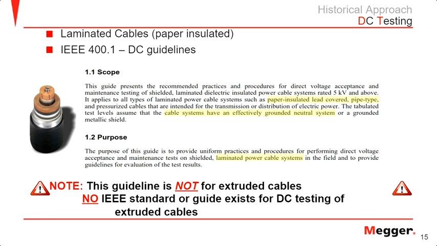IEEE 400.1 is the DC guideline for using it on PILC cables, that is paper insulated lead covered cables. And they specifically state that this guideline is only for laminated power cable, and not for extruded cables. No IEEE guide exists for DC testing on extruded cables. So that's something to be kept in mind. And most of the modern cables are either XLPE or EPR, which we call extruded cables.